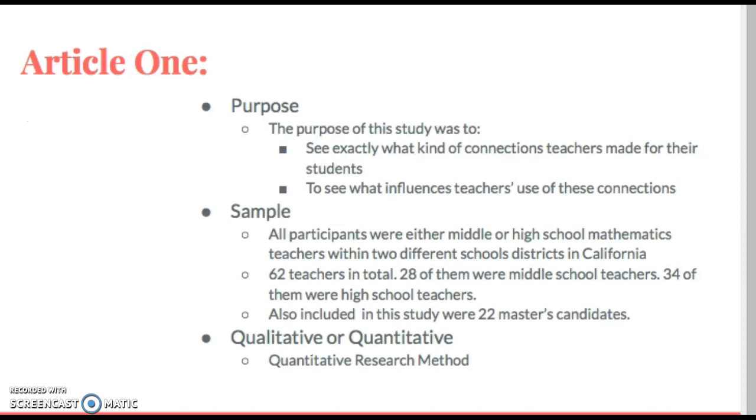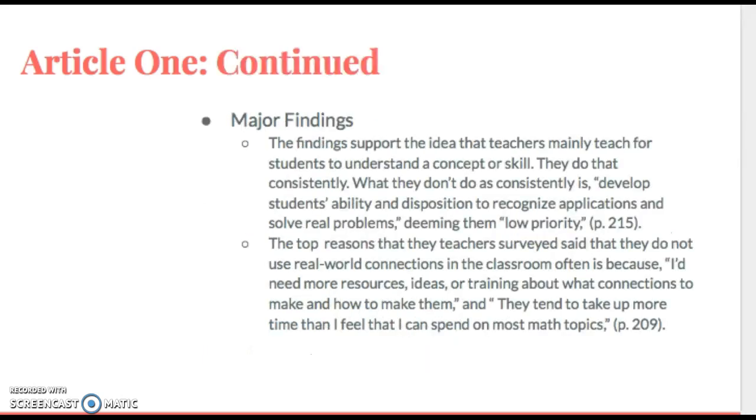to the real world. The purpose of it was to see what kind of connections teachers were making and what influenced the connections that they made. So the sample was 62 teachers. 28 of them were middle school, 34 of them were high school. And it's kind of weird because they said in total, but then they told me that they also had 22 master's candidates working on it too that were outside of the teachers. I don't know. So the teachers were either middle school or high school mathematics teachers in two different school districts. It was qualitative research.